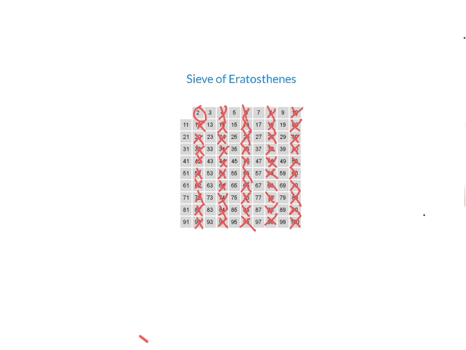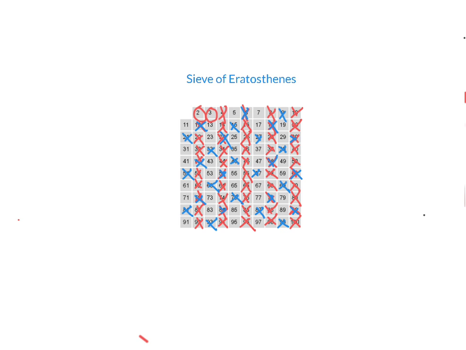So then what we do is we go to the next number and we see, is it prime? So the next number not circled yet is 3. So is that prime? Well, yes, it is. Its only factor is itself and 1. So we're going to circle 3 because it's prime. Now, I'm going to go and cross out all of the multiples of 3. So I've got to cross out 6, 9, and so on.